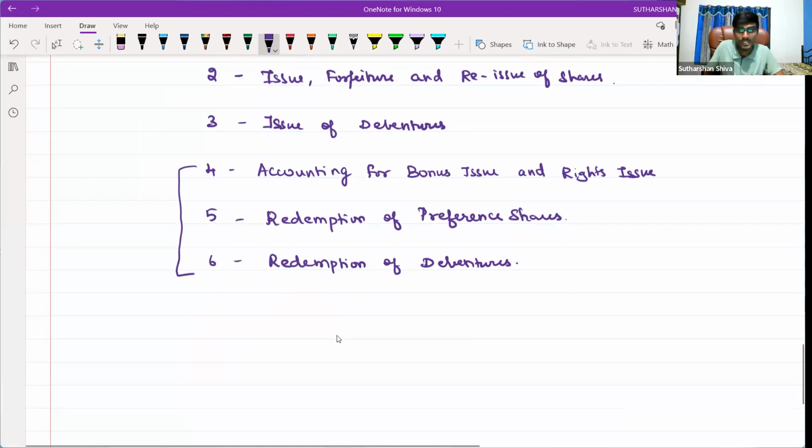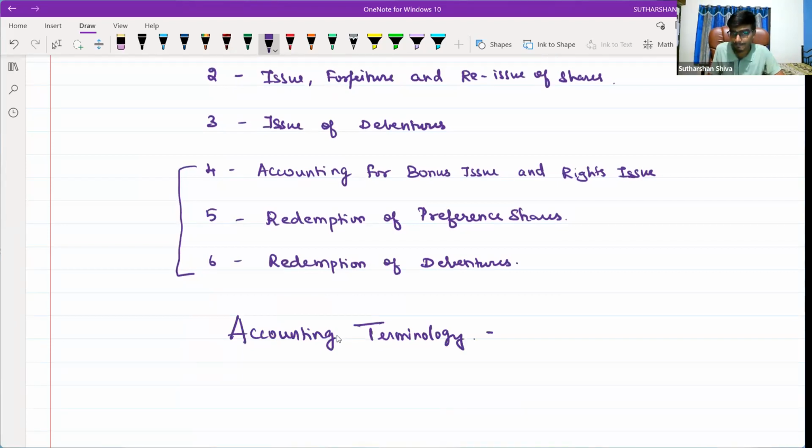And finally, they have given one more concept, accounting terminology. We can also call it a glossary. What is the meaning of that? What is the meaning of that?